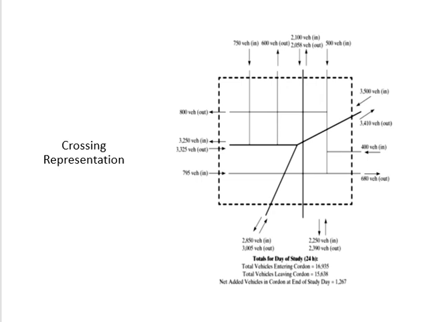This is a more detailed diagram of the cordon count. So in the earlier example, we were just looking at the total, right? Total entry, total leaving, total. But in this diagram, this is called a crossing representation. You can see from where they left. How many vehicles left from which point? And how many vehicles entered from which point?